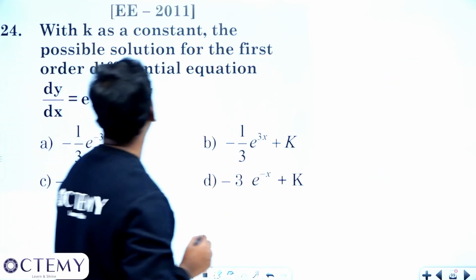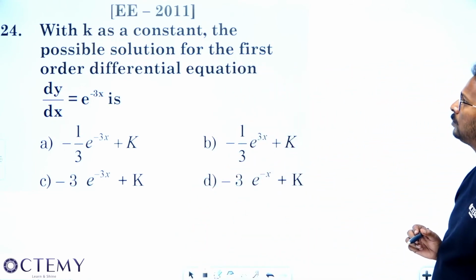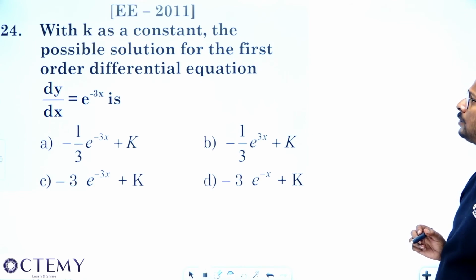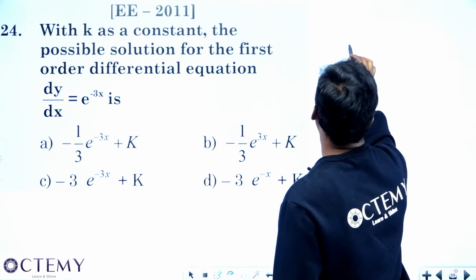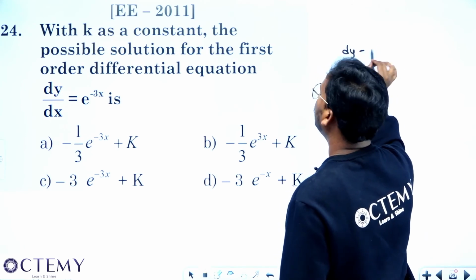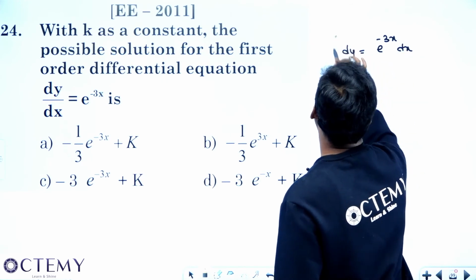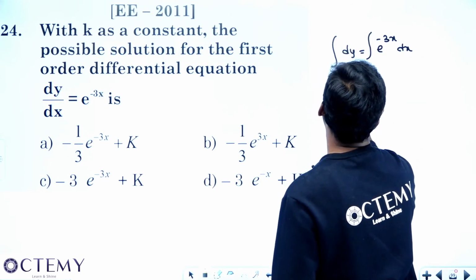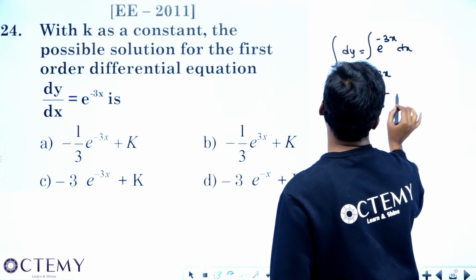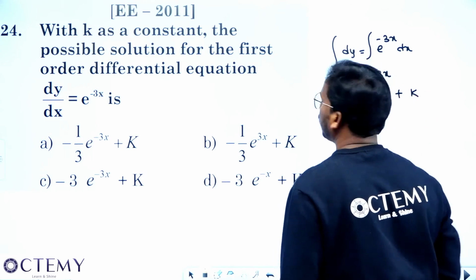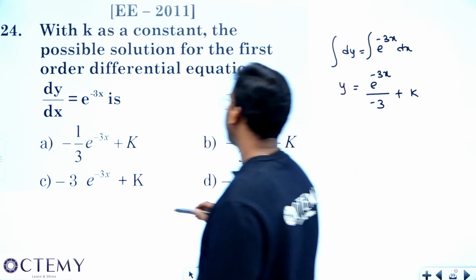The next question is, with k as a constant, the possible solution for the first order differential equation is what? Very simple. Variable separable form, dy is equal to e power minus 3x dx. Integrate on both sides. Y is equal to e power minus 3x divided by minus 3 plus k. So that will be minus 1 by 3 e power minus 3x plus k. Option A is right.